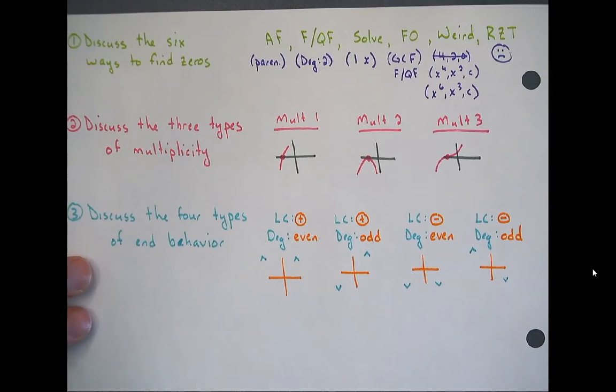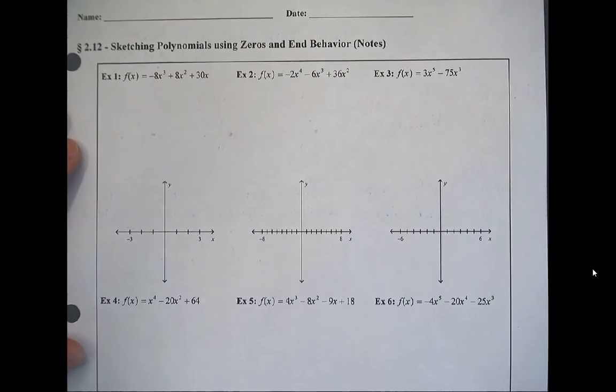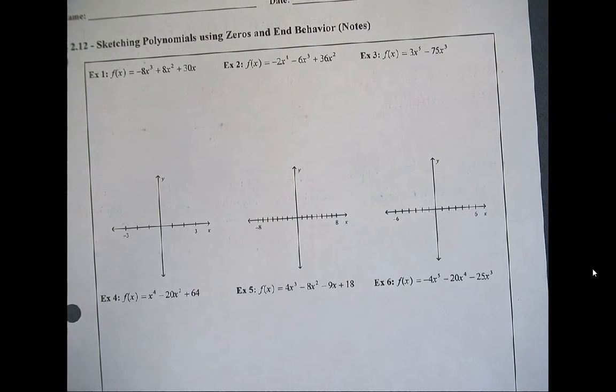So this is 75 to 80% of this unit in a nutshell. If you can understand how these all work, you're in good shape. So now we're going to take these and apply them to try to sketch our function. I've got to first figure out where the zeros are, what the leading coefficient is, and what the degree is. We're going to use all those clues to make our sketch.